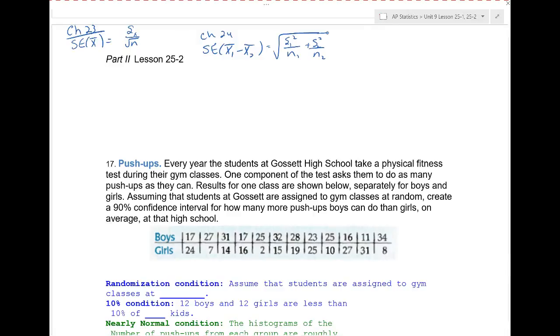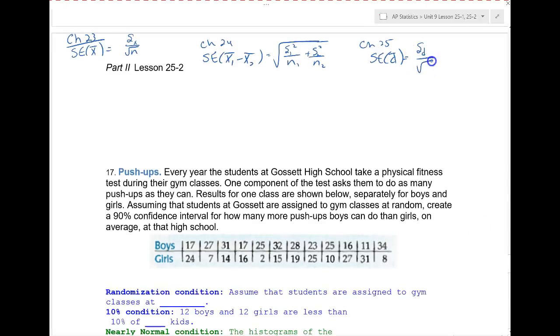standard error. But what's a little bit different for chapter 25 is we're doing the mean of the differences, so it's the standard error of the differences. Remember, we take the differences of our matched pair, the two pieces of data we're comparing, and then we find the mean of all of those. So it's the standard deviation of the differences over the square root of n. Hopefully that tells you a little about how we progressed through calculating standard error.